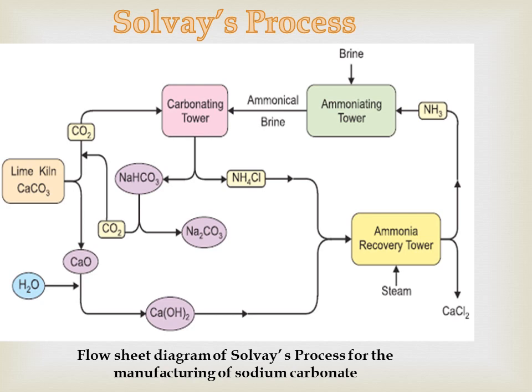Sodium bicarbonate further undergoes a calcination process, which produces sodium carbonate, the product required in this whole Solvay process, and carbon dioxide, which is half the amount of carbon dioxide, and it is again fed into the carbonating tower. So this calcium oxide is treated with water to form calcium hydroxide, which is treated with ammonium chloride in the ammonia recovery tower, and produces and recovers ammonia and calcium chloride.